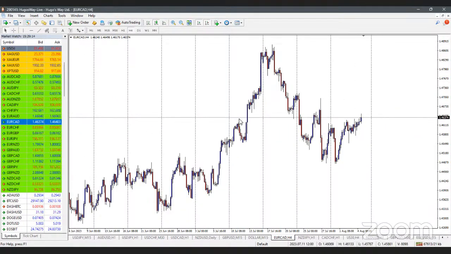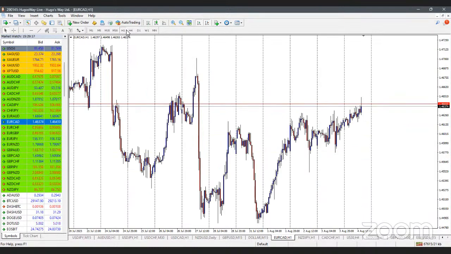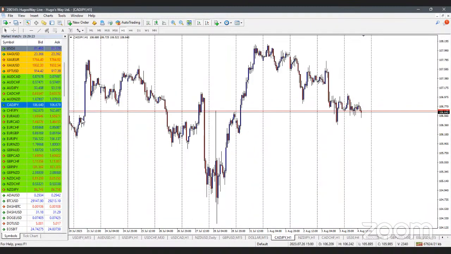All right. Euro CAD is another one, which I was in, but I left it alone, even though I know that there are equal lows down here. All right, so we're getting towards the 30-second mark.